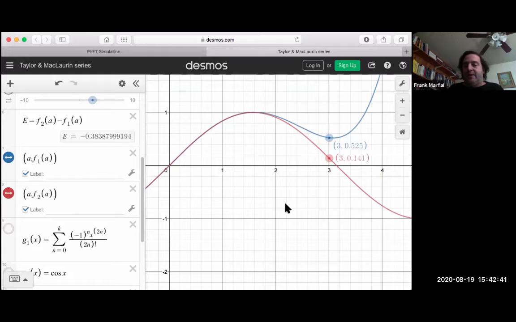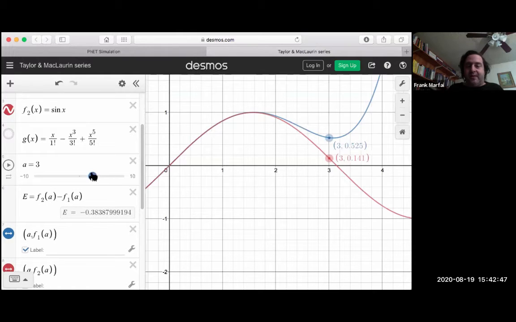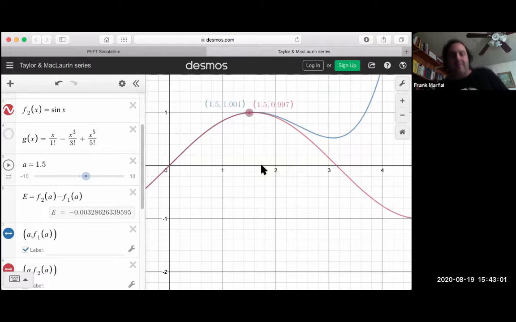So then the question is, is this a good approximation at 3 radians? Hopefully students will say, no, it's a terrible approximation. However, if you're at about 1.5 radians, give or take, well, that's actually pretty good. They're very, very close to each other at that point, and you actually see the exact error below. So that's one way I use it.